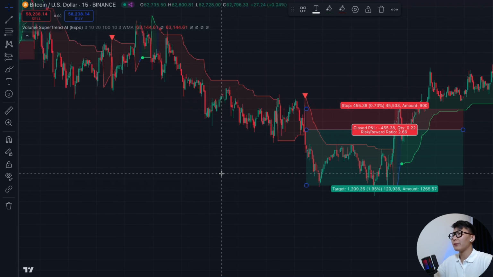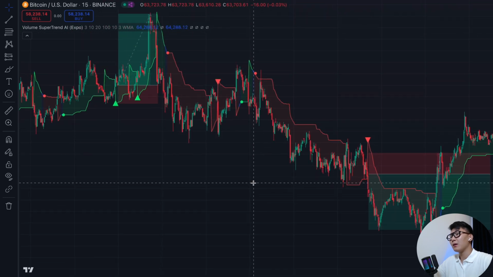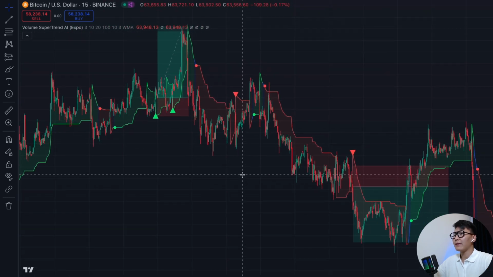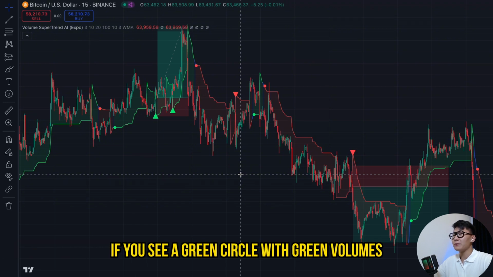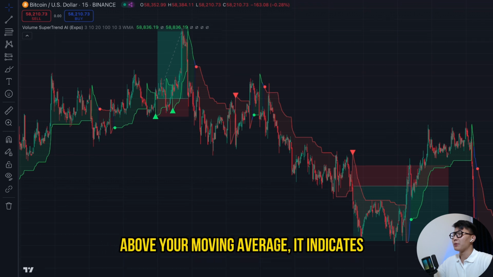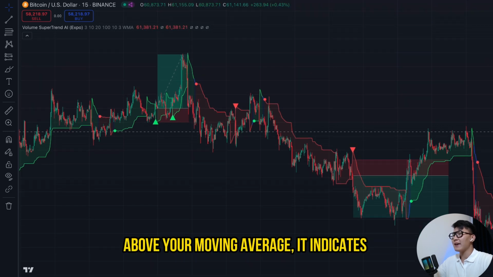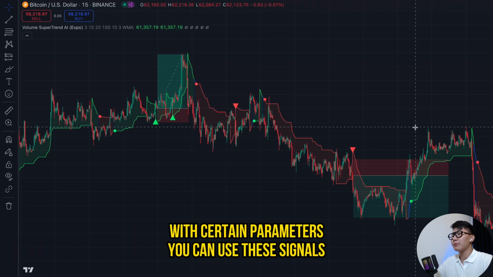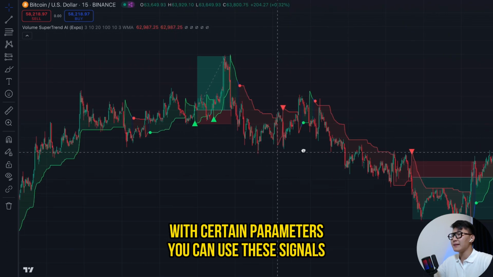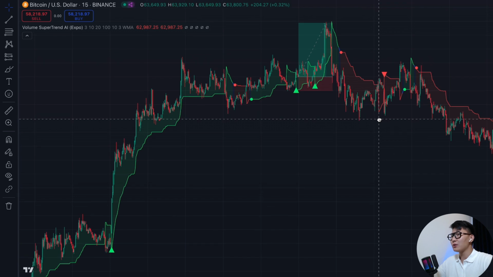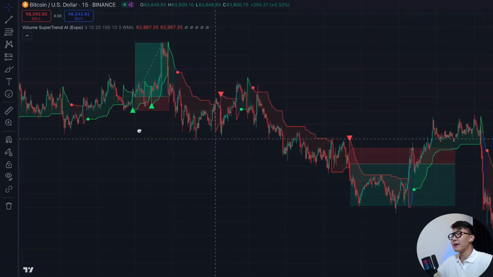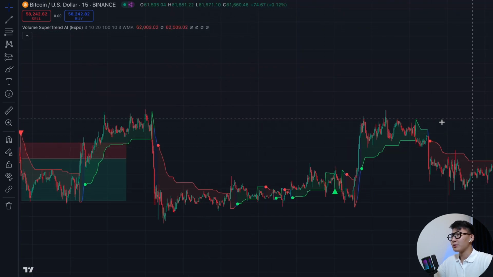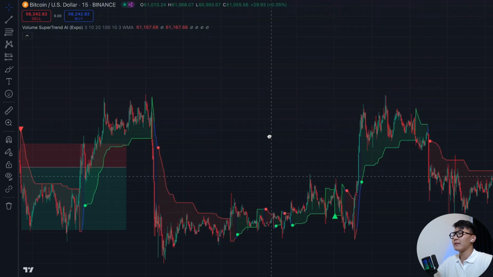In addition to the red and green triangles, there are also red and green circles that can signal certain movement. If you see a green circle with green volumes above your moving average, it indicates that the movement is likely to go upward with certain parameters. You can use these signals as well, which also applies to the red circle, but the main signals of course come from the triangles, as basic as that may sound.